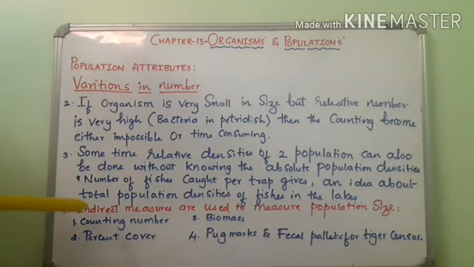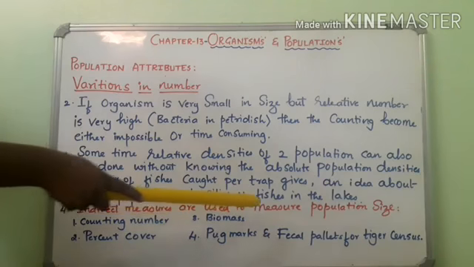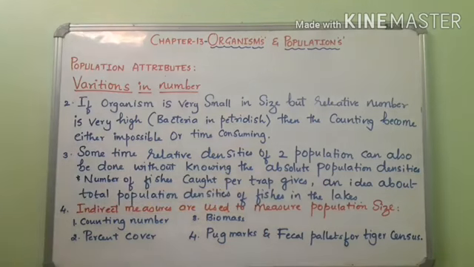Next, indirect measures are used to measure the population size. The first one is counting numbers, which is suitable for calculating the human population.